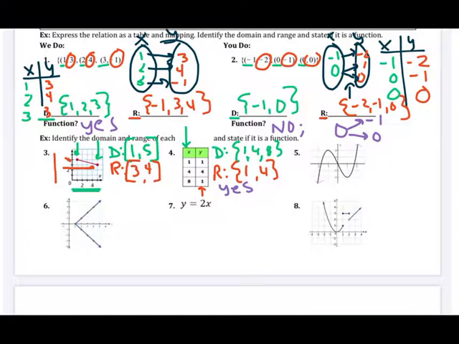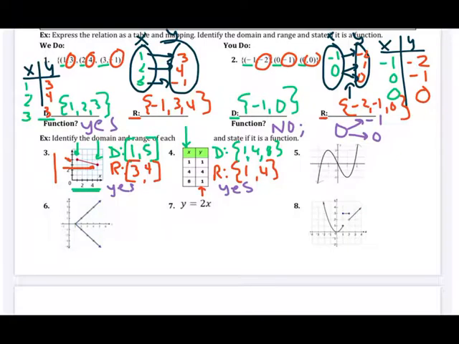So domain, furthest to the left, the leftmost value, the rightmost value. Range, the lowest value, the highest value. And then this is a function. It passes the vertical line test. If I draw a vertical line, it would only touch my graph one time. Let's look at number 5.